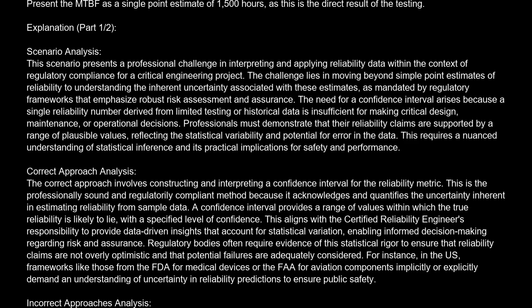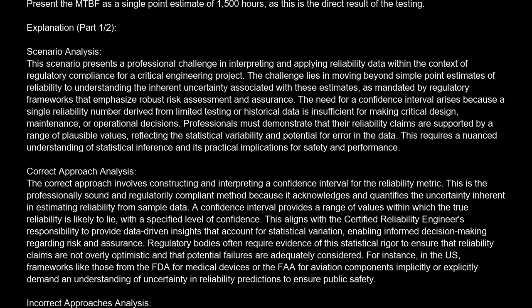is insufficient for making critical design, maintenance, or operational decisions. Professionals must demonstrate that their reliability claims are supported by a range of plausible values, reflecting the statistical variability and potential for error in the data. This requires a nuanced understanding of statistical inference and its practical implications for safety and performance.